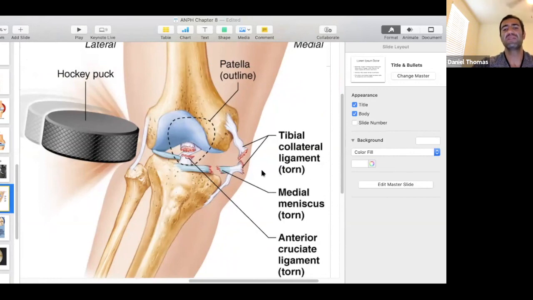It is not uncommon to have the LCL, or in this case MCL. Well, usually the MCL, the ACL, and the meniscus being torn. That is not that uncommon at all. I believe a lot of ACL injuries are accompanied by MCL injuries, and also meniscus injuries. It kind of comes in threes. Of course, all of these can be surgically repaired without too many complications.